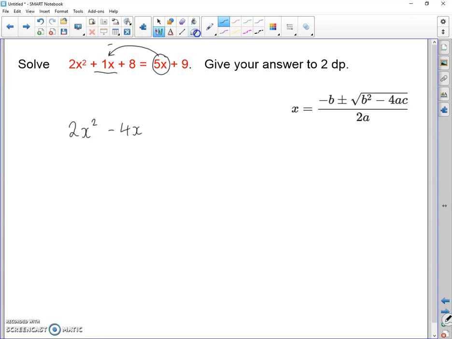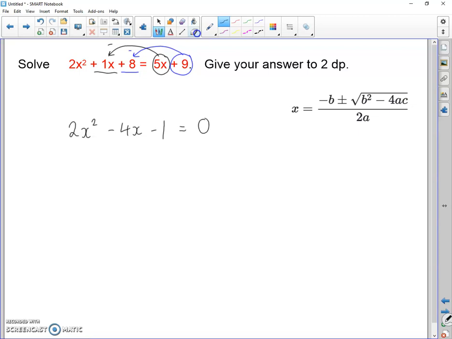Then we do something very similar with the plus 9. It goes over to the 8, because they're both numbers, so they go together, they are similar terms. Again, it changes to a minus. If we're on plus 8 and we take away 9, that leaves us on minus 1. But now we've got 0 on the right hand side.